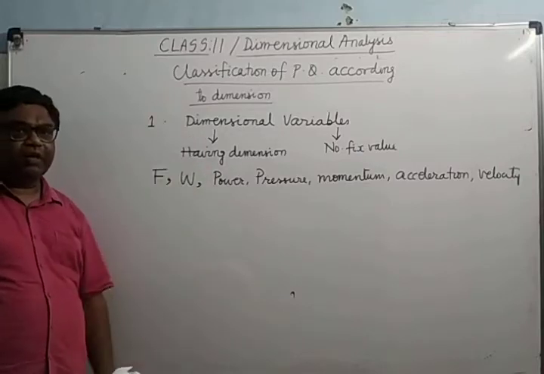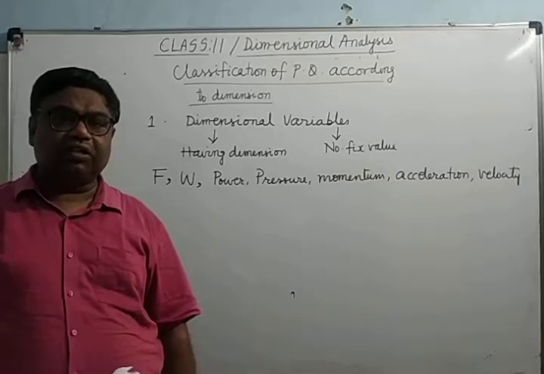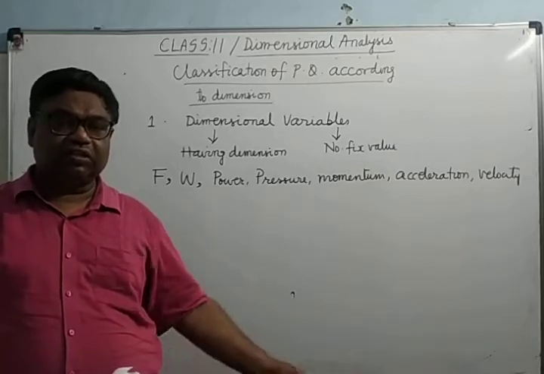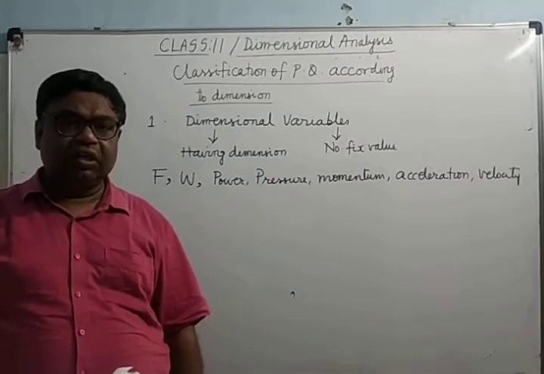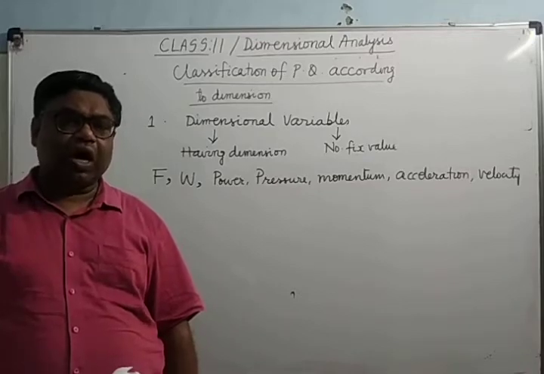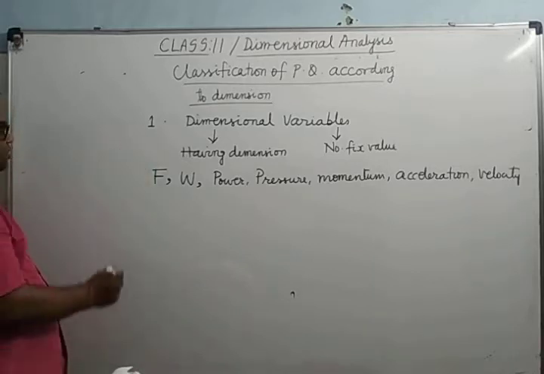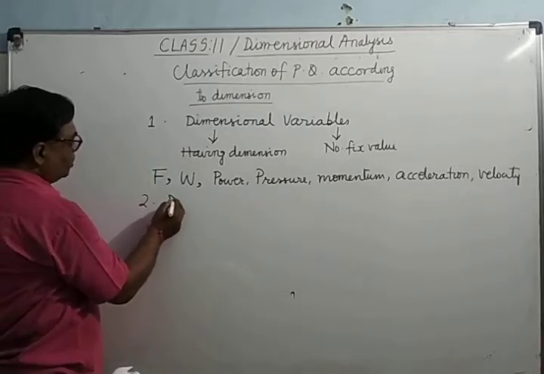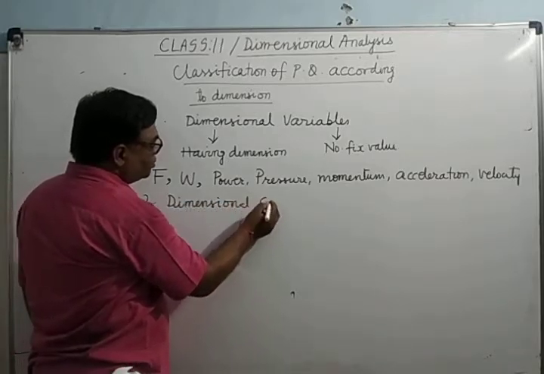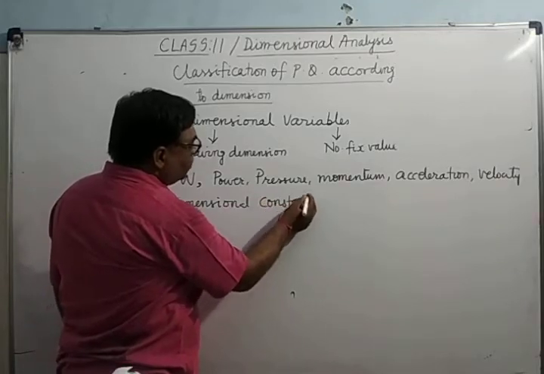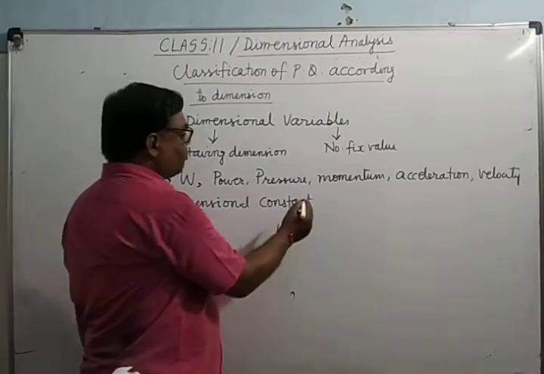In the same way you can write many others. Impulse, then coefficient of linear expansion, Planck constant, not Planck constant, that is not coefficient of linear expansion. Then here you can say specific heat capacity. So all are the dimensional variables having dimension but no fixed value. Number 2, dimensional constant. Dimensional constant means having dimension but the value is fixed.